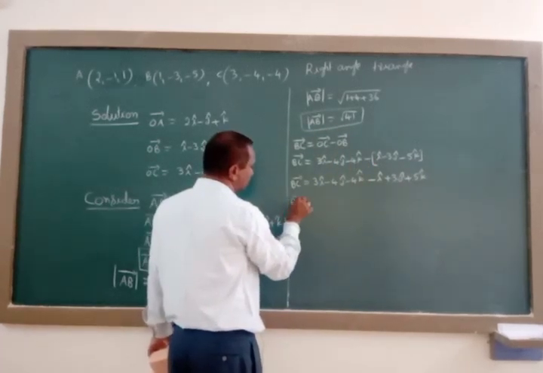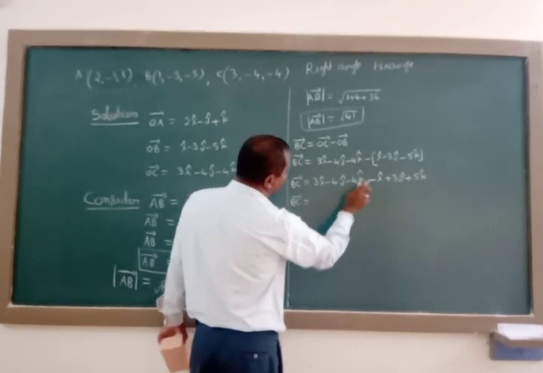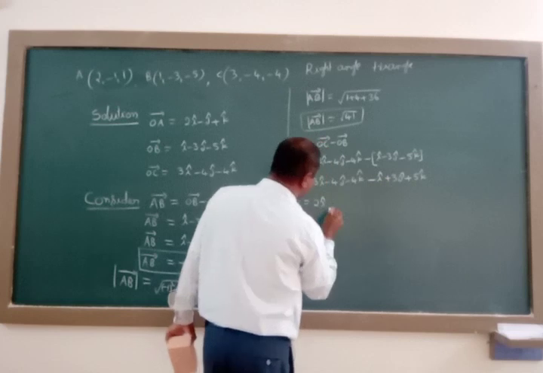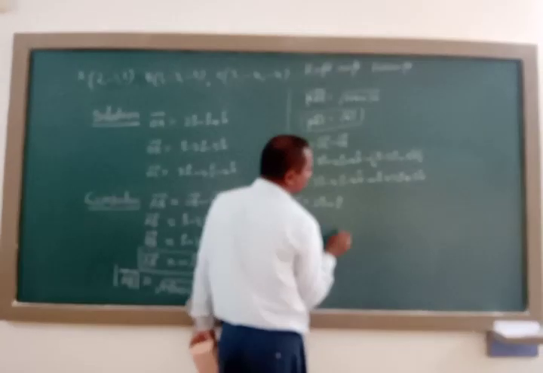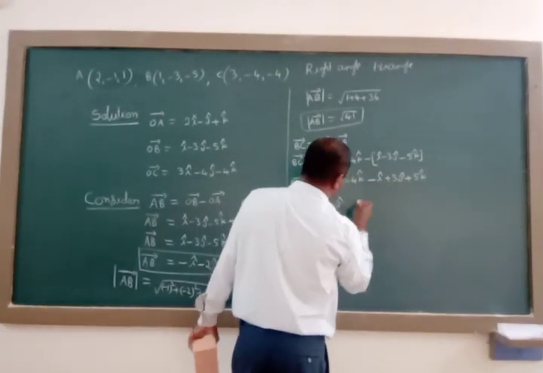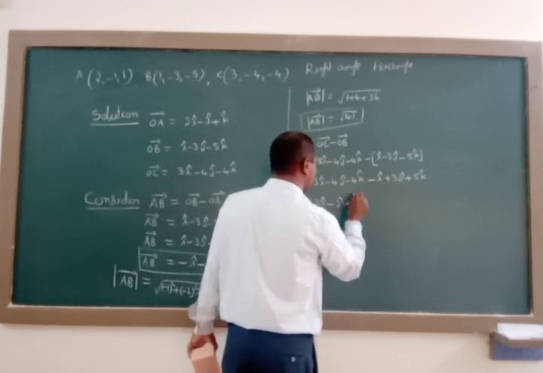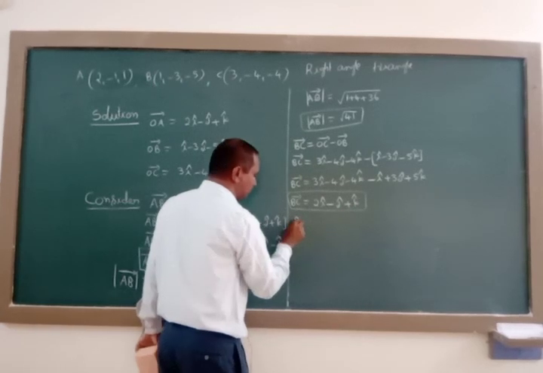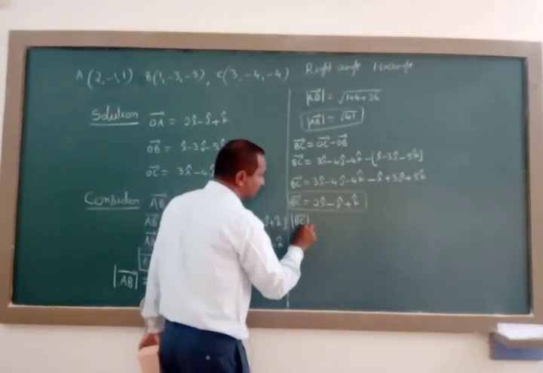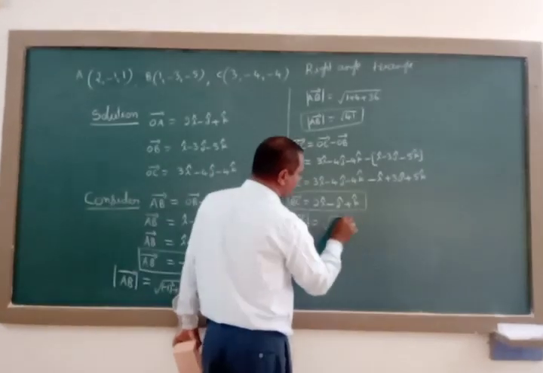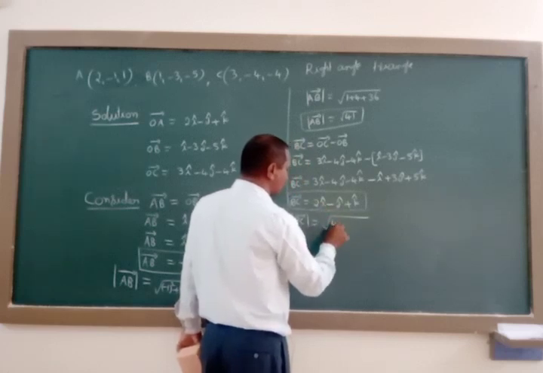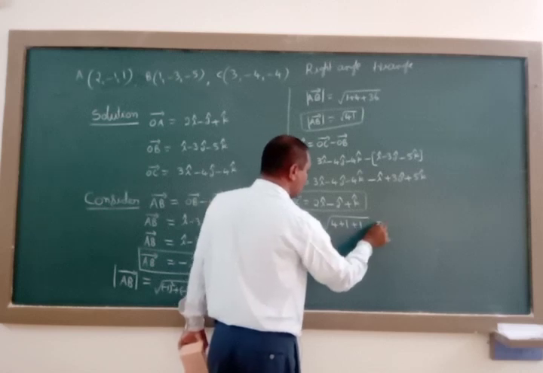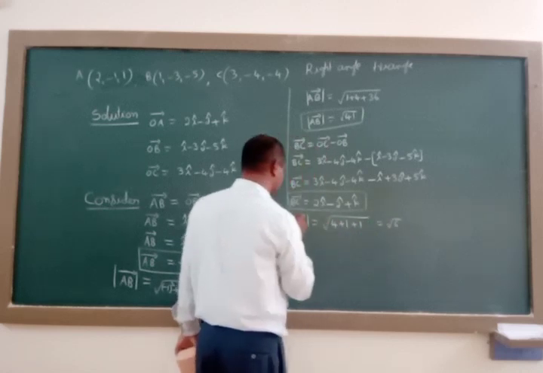BC bar is equal to 3i minus i, 2i cap, minus 4j plus 3j, minus j cap, minus 4k plus 5k, plus k cap. With the help of this, its magnitude: the magnitude of BC bar is equal to, directly we can write this, square root of 2 squared, 4, minus 1 squared, plus 1, plus 1 squared, plus 1, is equal to root 6.